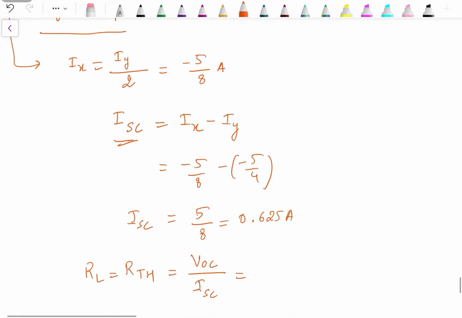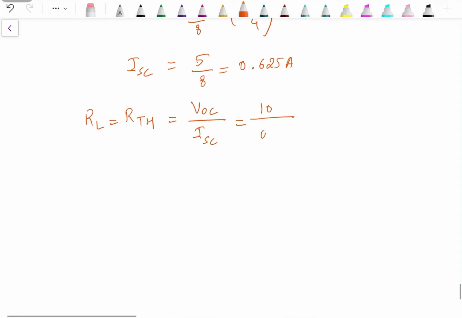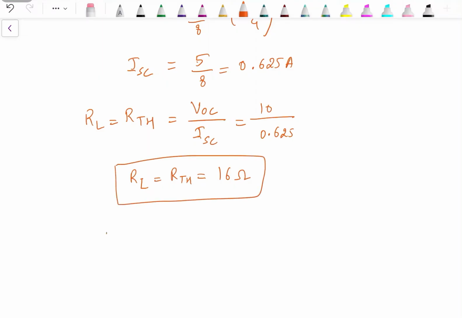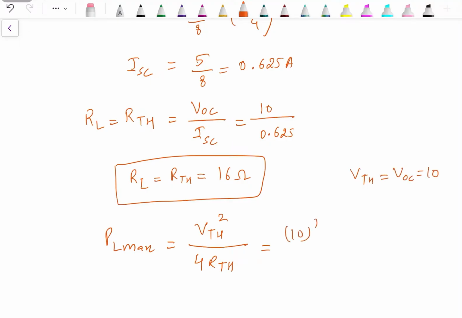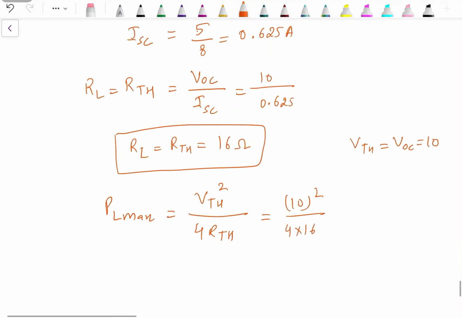The open circuit voltage was 10 volt, short circuit current 0.625. So RL is equal to RTH. It should be 16 ohms if we want to transfer maximum power to the load. Now the next part was that we need to calculate the value of PL max as well, which is given by VTH square upon 4 RTH. Now VTH is same as VOC, 10 volts. So 10 square upon 4 into 16. PL max is 1.5625 watt.